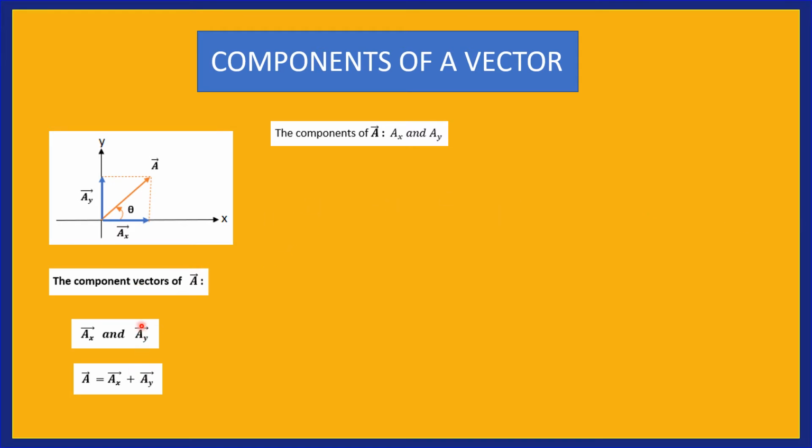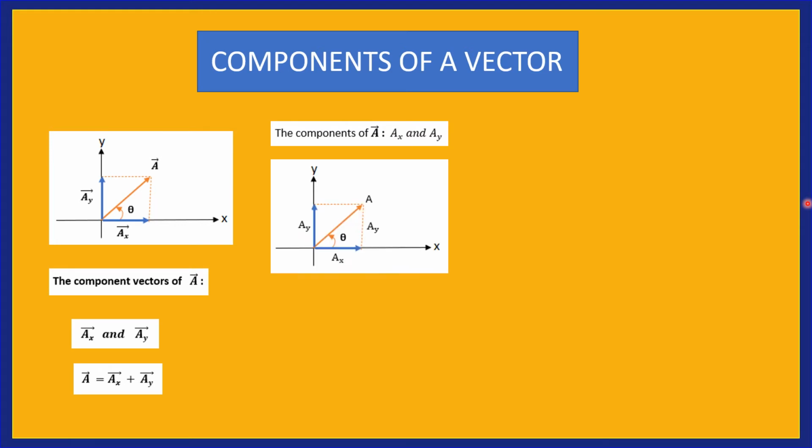So look at the component vectors. They have arrows on top. We have A_x and A_y, but the components have no arrow on top. So again, if this length is equal to A_x, because these are magnitudes, then this length is A_y, and this length is also A_y. If this vector is vector A, then this length is equal to A. Okay, we have A_x, A_y, and then the angle theta. This is measured from the reference line, the positive x-axis.